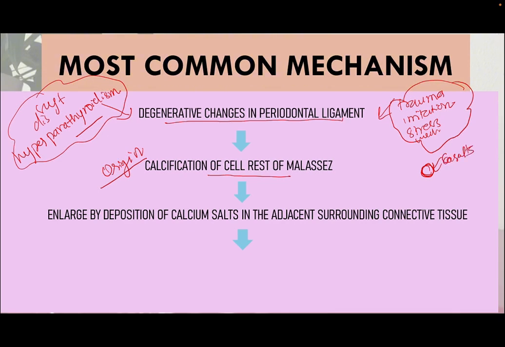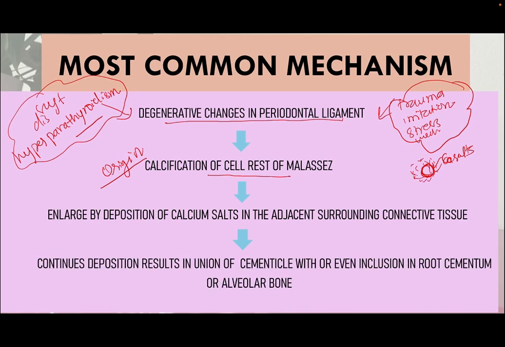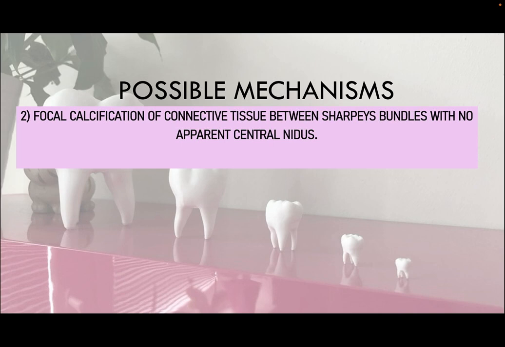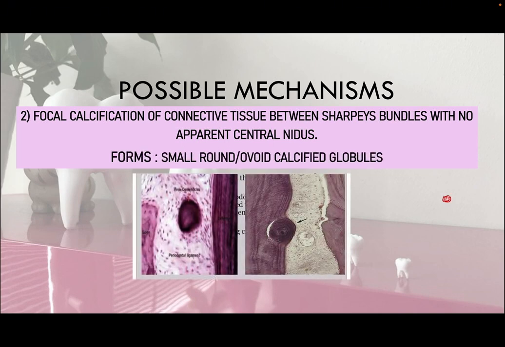Calcium salts are deposited over and over, and this continued deposition causes union of the cementicle with, or even inclusion in, root cementum or alveolar bone on the root surface. This is how cementicles are formed. Another possible mechanism is focal calcification of connective tissue between Sharpey's bundles with no apparent central nidus. No apparent central nidus means there is no focal point from where the calcification occurs. They are very random around the periodontal space.